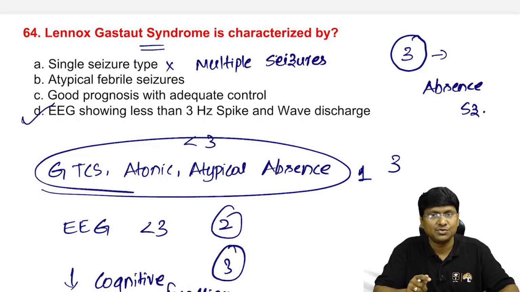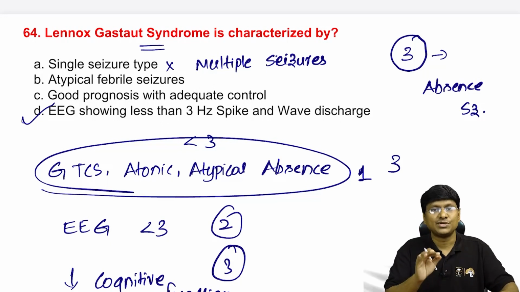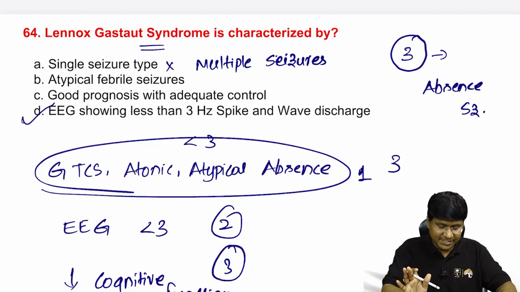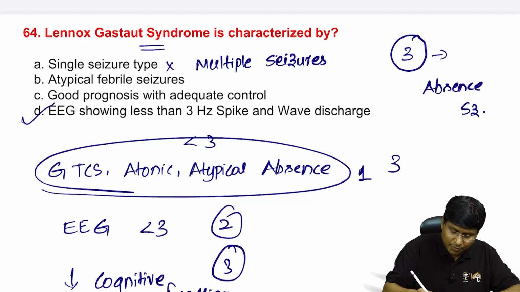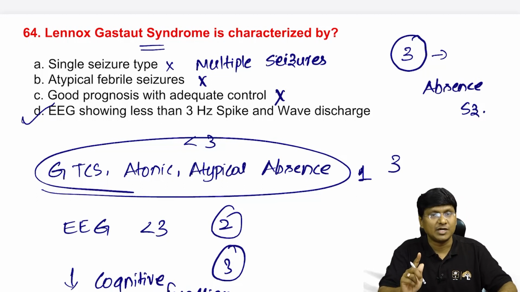Lennox-Gastaut syndrome is multifactorial in nature. It is associated with CNS disease or CNS dysfunction. There will also be developmental abnormality, and Lennox-Gastaut syndrome also has perinatal hypoxemia or ischemia as one of the precipitating events. So LGS, and the prognosis, good prognosis with adequate control? No. Atypical febrile seizure? No. So it is multi seizure type. What is that multi seizure type? GTCS or atonic or atypical absence.